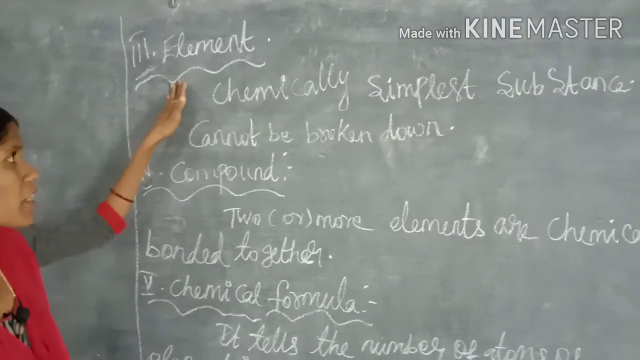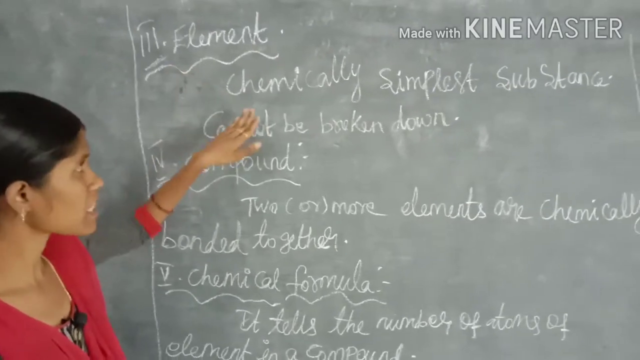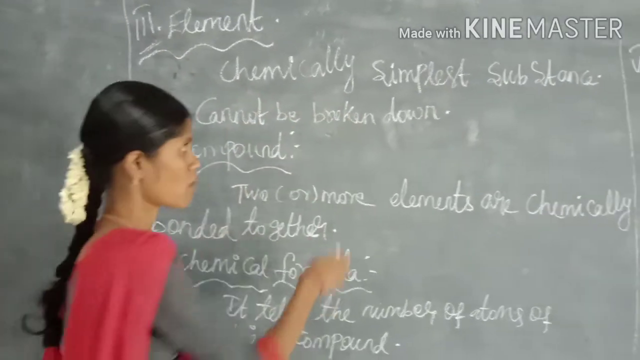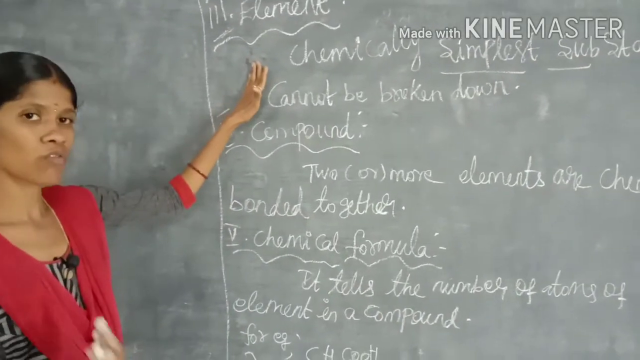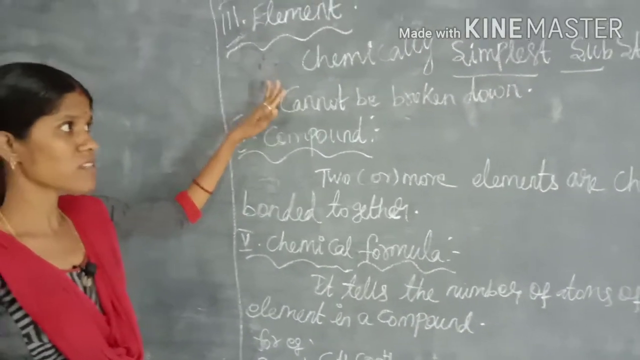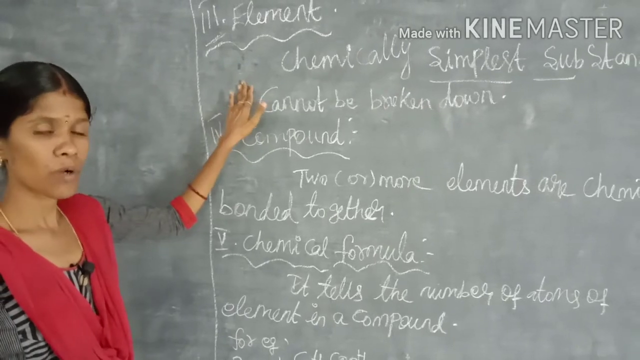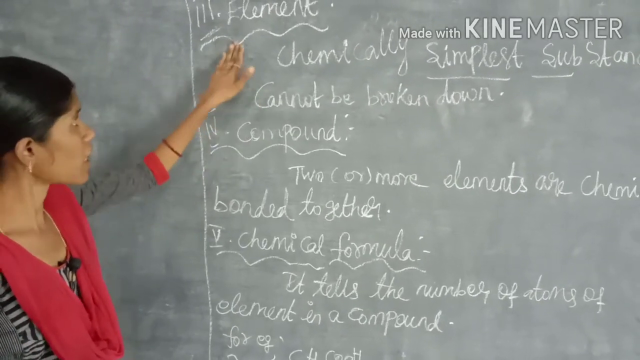The third one is element. What is meant by element? A chemically simplest substance that cannot be broken down further. Simplest substance means we can't break it down further. So that's why these are called elements.